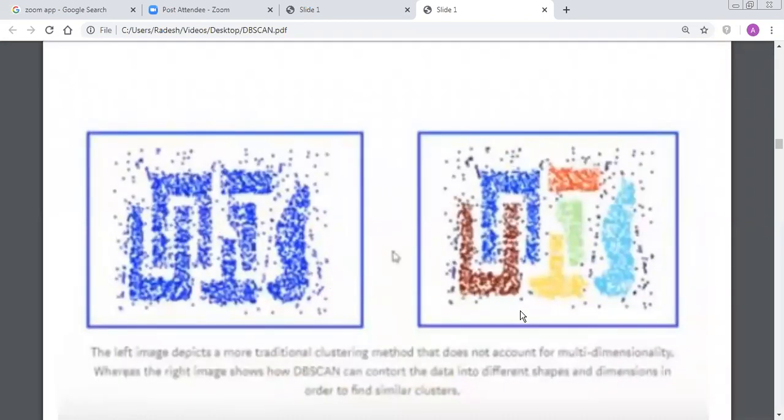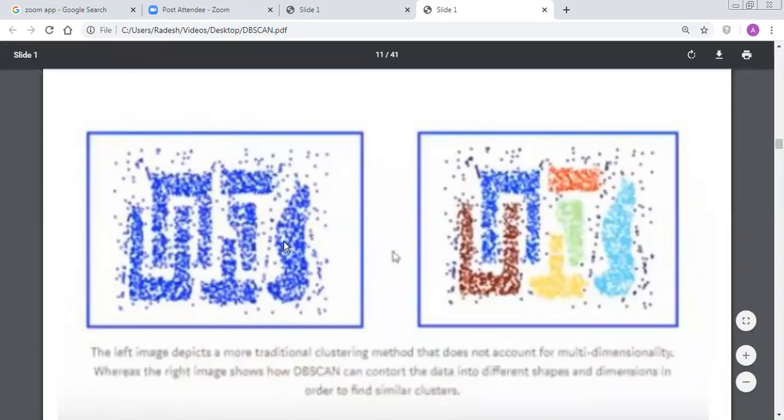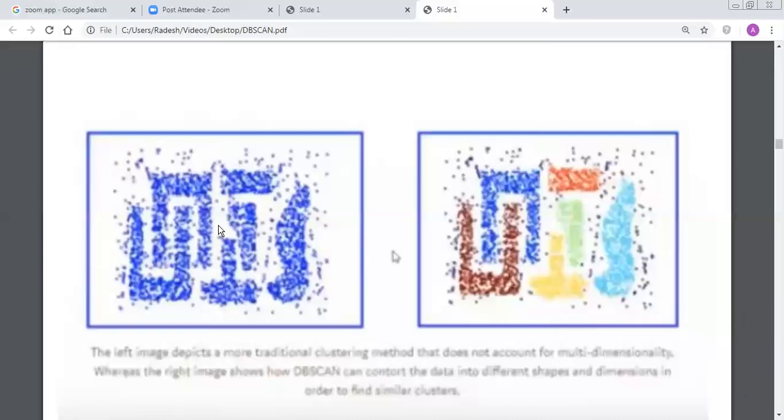So if you look at the image here, we can observe 2 different images. The left side image is represented totally in blue, and the right side image is represented with a number of colors. The left image depicts a more traditional clustering method that does not account for multi-dimensionality. So we cannot represent this particular data in multiple dimensions, and this is the output of the techniques, k-means clustering and hierarchical.